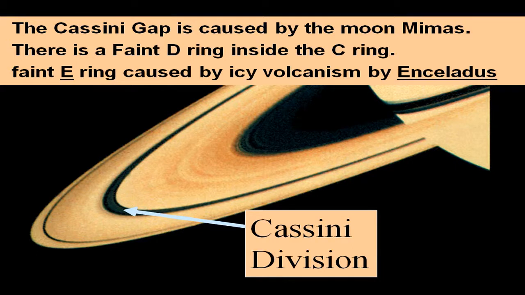Enceladus has those ice volcanoes that we talked about earlier, spewing out snow. Some of the snow falls back onto the moon. A lot of that snow stays out in space and is what is producing the E ring that goes around Saturn. So E is for Enceladus.